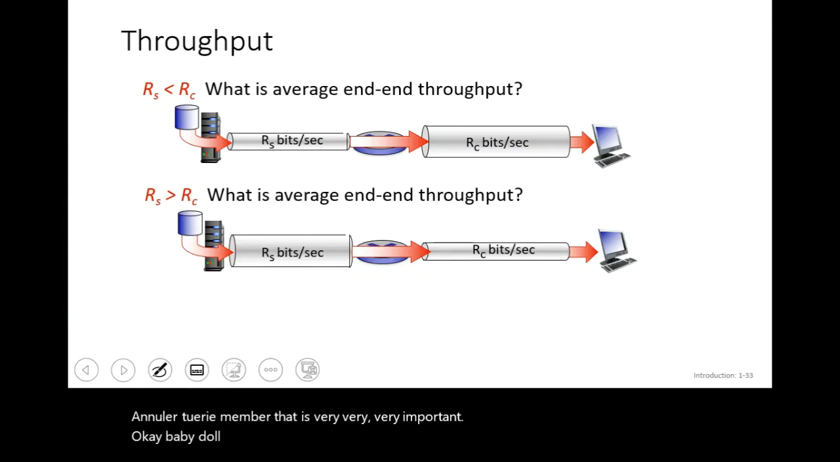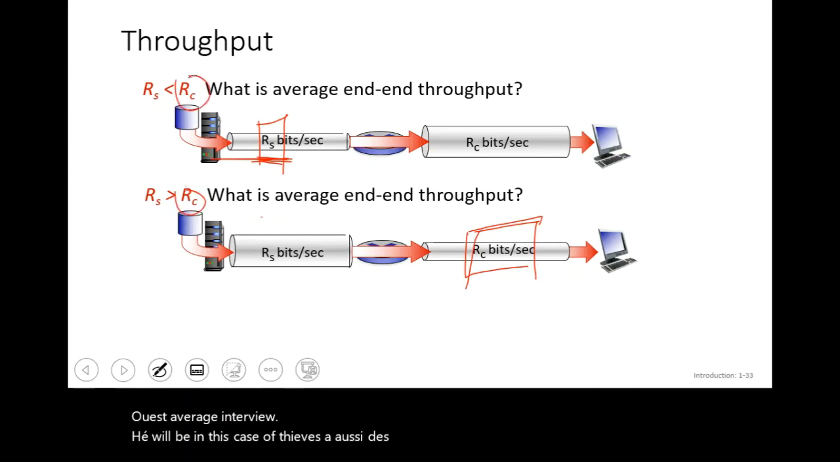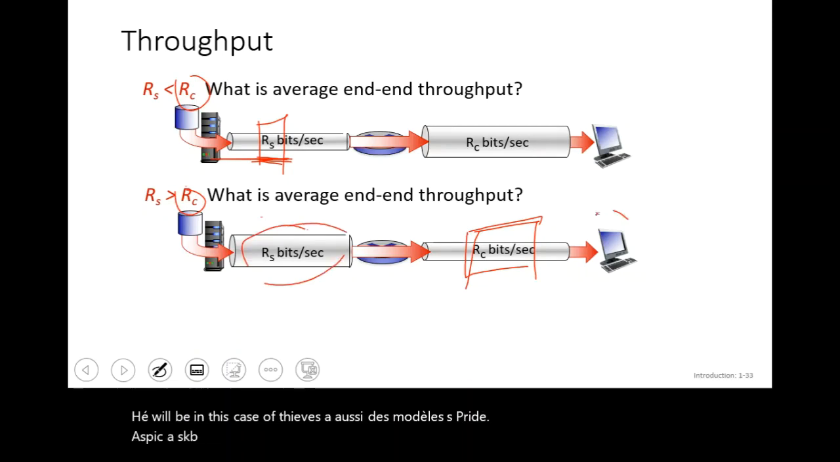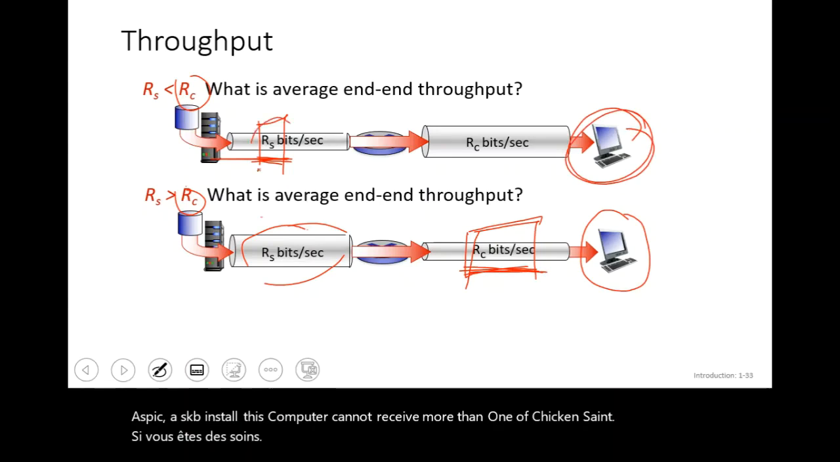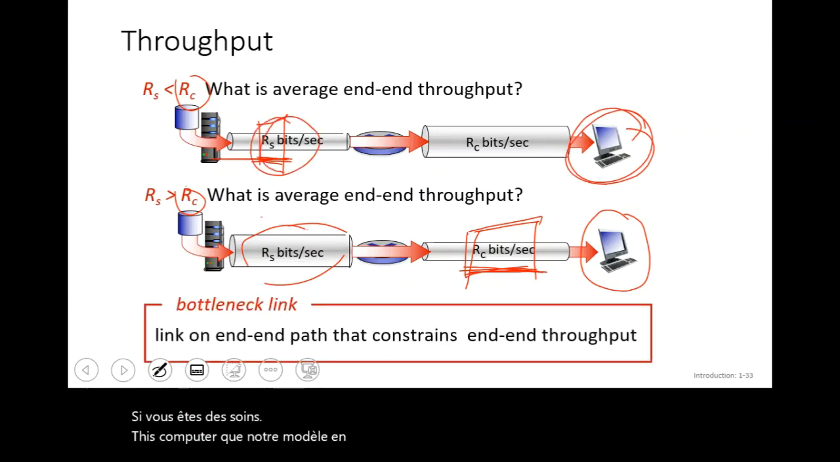Now, what is the average end-to-end throughput, right? Suppose RS is smaller than RC. What's the average end-to-end throughput? It will be RS in that case. In the other case, where RC is smaller than RS, it will be RC. And it makes sense because as big as RS can be in this instance, this computer cannot receive more than what RC can send. Similar to this one, this computer cannot receive more than RS can send, right?